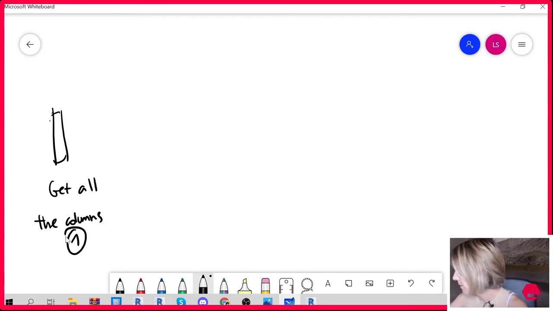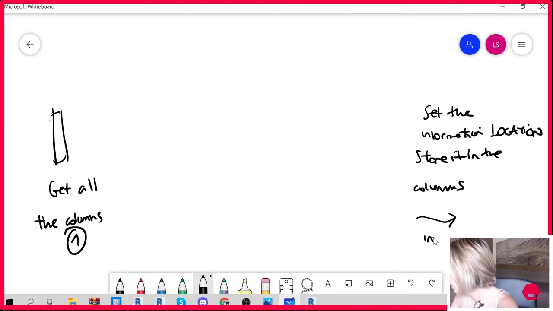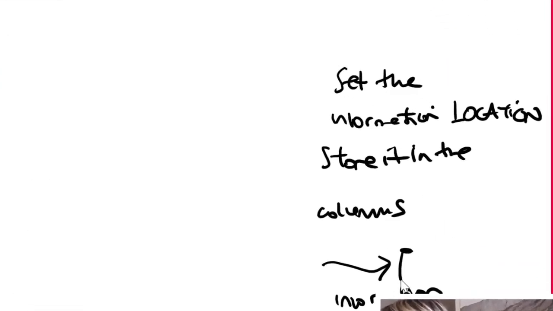This is the first step. And where I'm heading is to set the information. Store it in the columns. What information? Location. Okay, so I'm going to introduce the information in the columns.